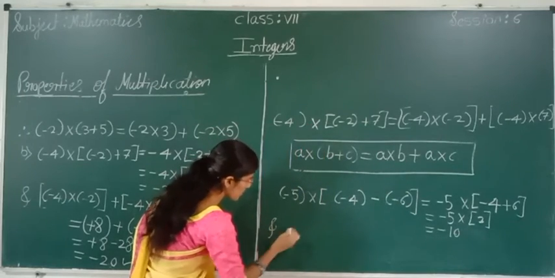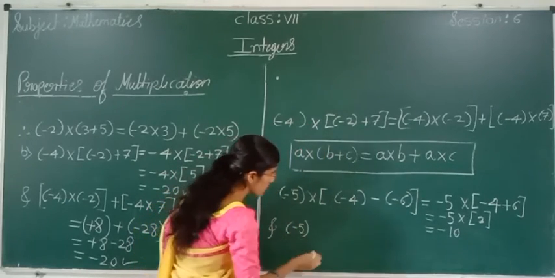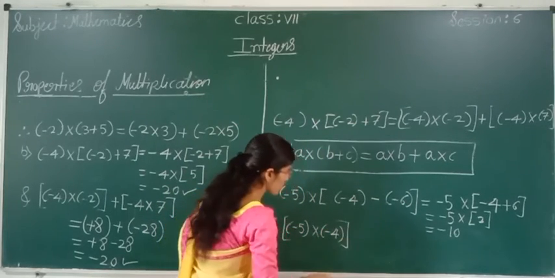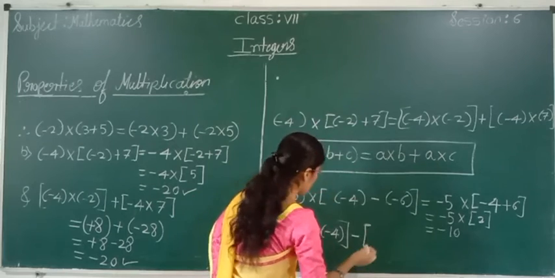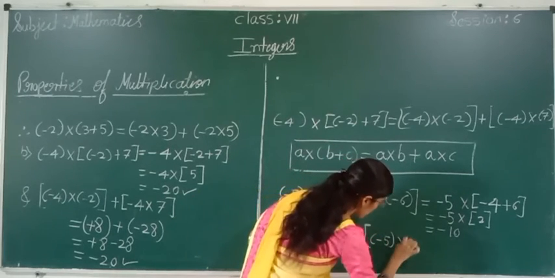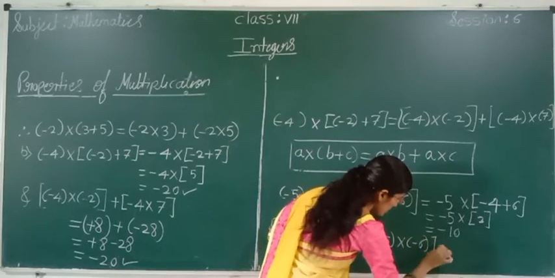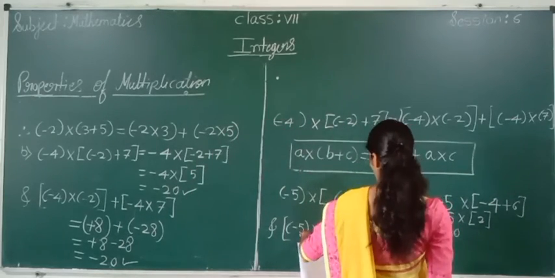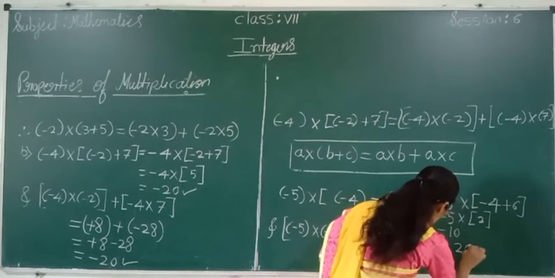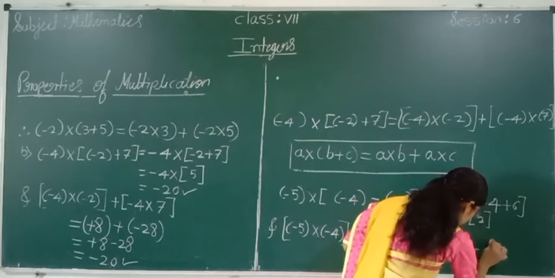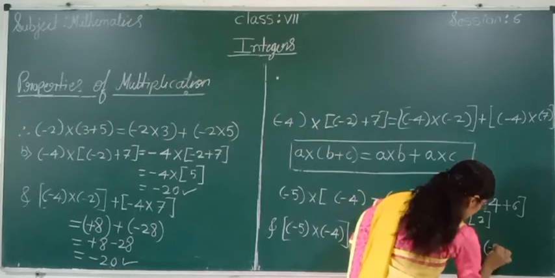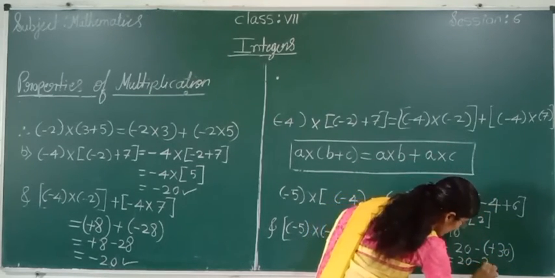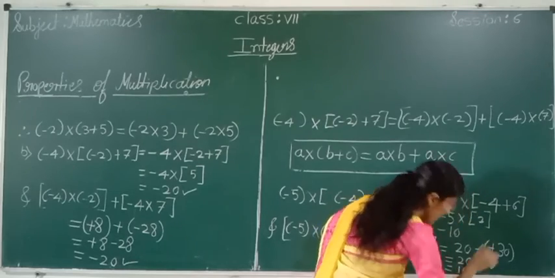Now, what is minus 5 into minus 4 minus of minus 5 into minus 6? We will check this answer here. 5 4s is 20. Minus into minus is plus. 6 5s are 30. 20 minus 30 is minus 10.